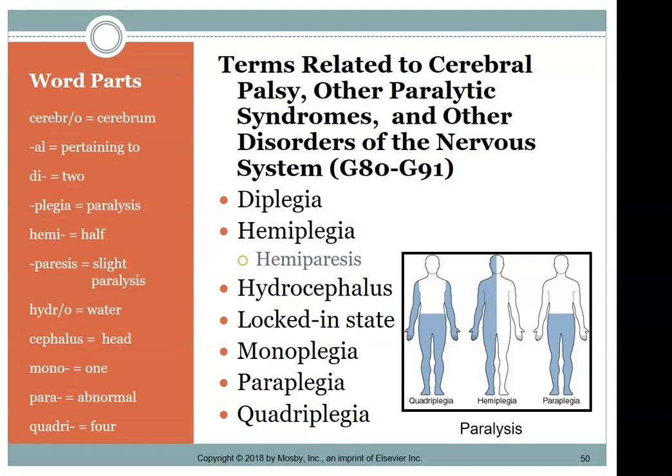So over on your word parts, we kind of just talked about some of these. We got cerebro is cerebrum, al is pertaining to, di equals two, plegia is paralysis, hemi is half, paresis, slight paralysis, hydro equals water, cephalus is head, mono equals one, para is abnormal, and quadri equals four.